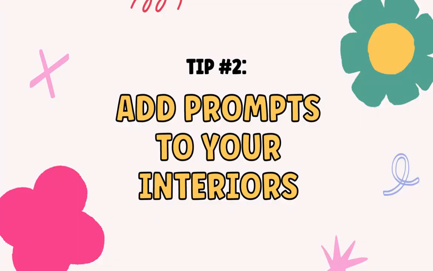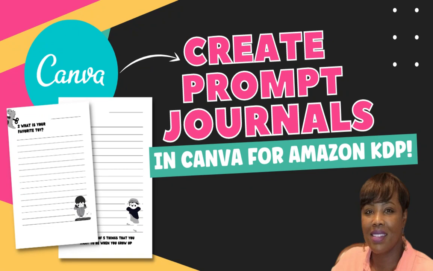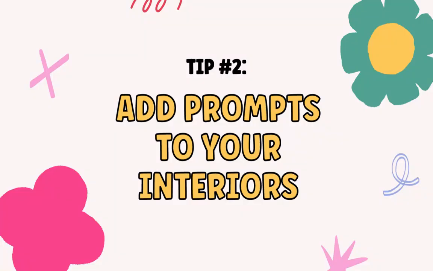Tip number two is to add prompts and different things to your pages. I actually created a video for you, if you're interested, that shows step by step how to create prompted journals in Canva for Amazon KDP. I'm going to have a link to that video so you can check it out. Adding prompts is definitely a way to make your interior super unique, something different that nobody else will have.